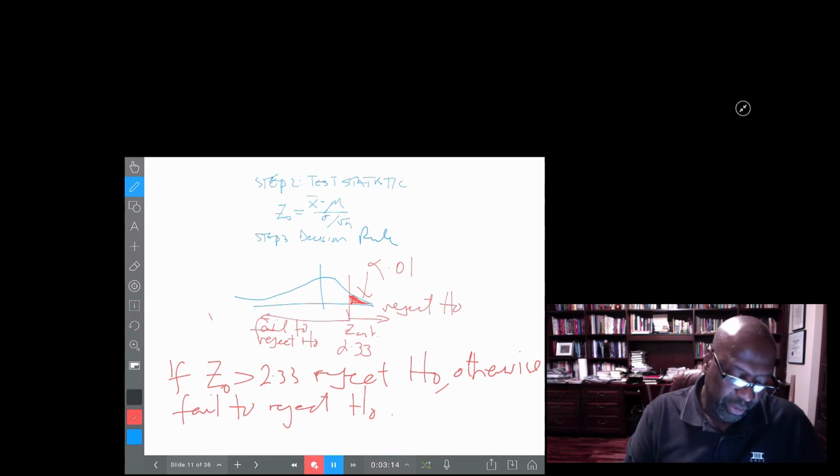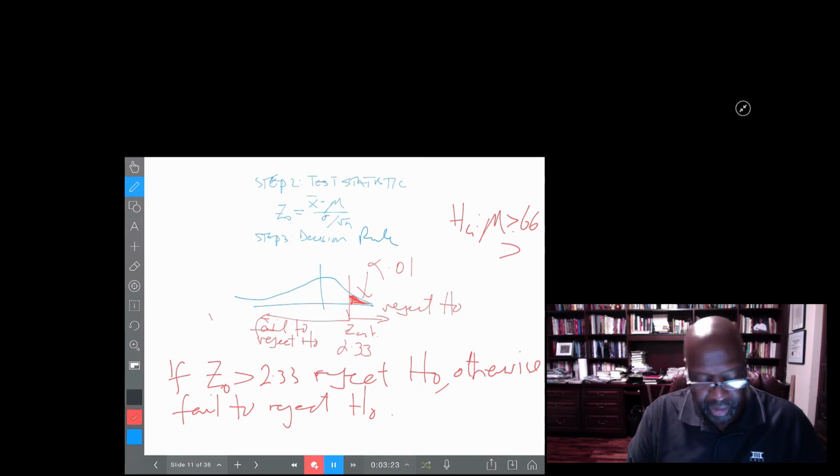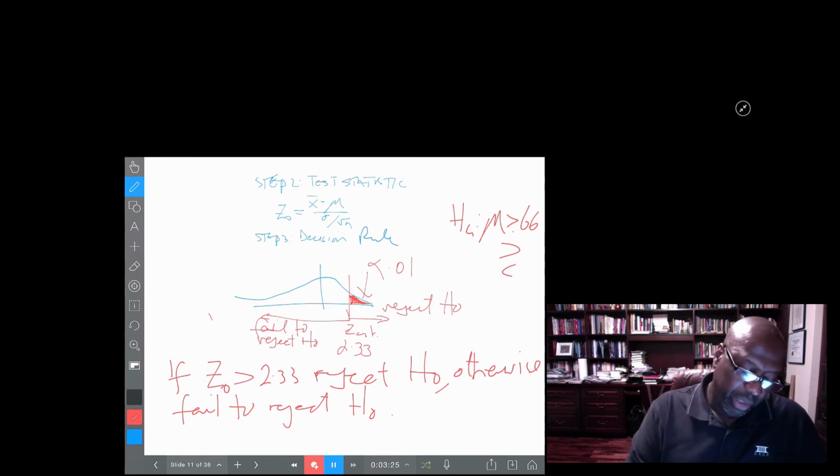And you know how you know if it's the right tail? If you look at your alternate hypothesis, you want mu greater than 66. Greater, look at the point of the arrow, right tail. If I wanted less than, it would be pointing left tail. If I say not equal to, then it could be either tail. All right? Right now, it's in the right tail. So let's look at step 4.